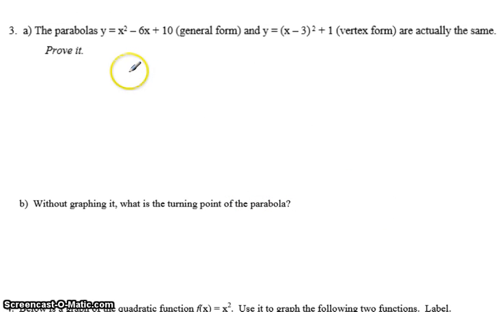All right, next page, 3a. It says the parabola is y equals x squared minus 6x plus 10, which is the general y equals ax squared plus bx plus c form. And this one in the vertex form are actually the same thing. And they want us to prove it. Well, they don't look anything alike. But we're going to leave this one alone. And what I'm going to do is simplify this. So I'm going to rewrite it here.